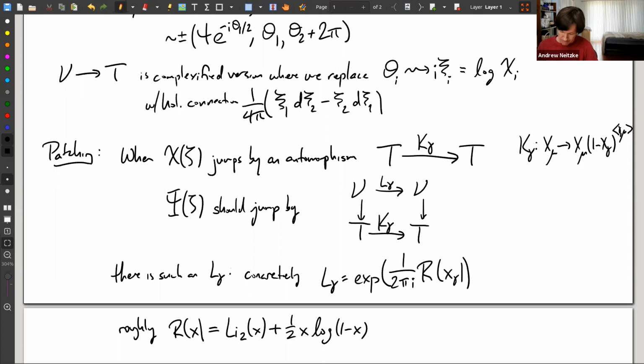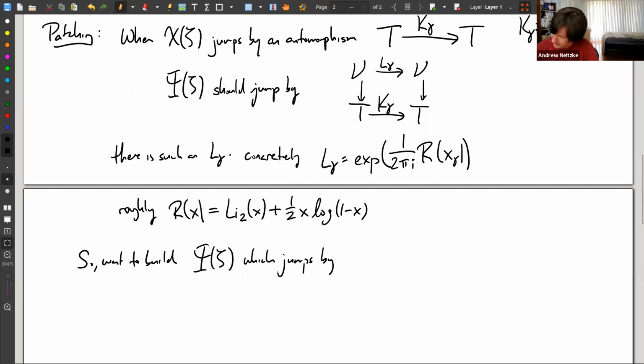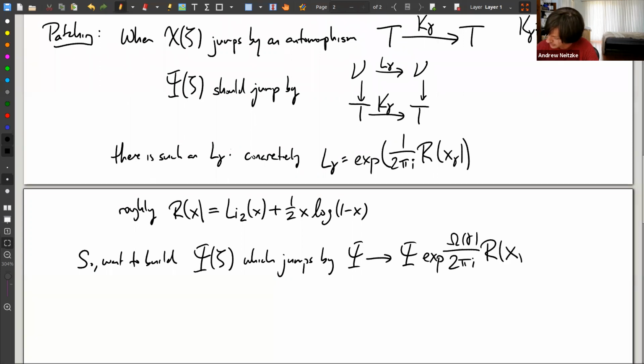So now what we want to do is build our map psi of zeta to have the property that it jumps by psi goes to psi times the exponential of omega of gamma over 2 pi i times the Rogers logarithm of x gamma of zeta at the jumping places, which I remind you were these rays I called L gamma.